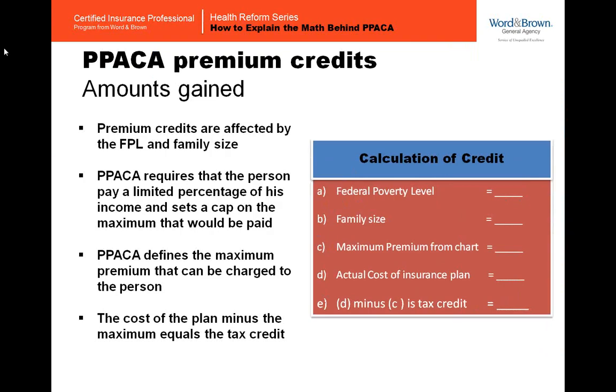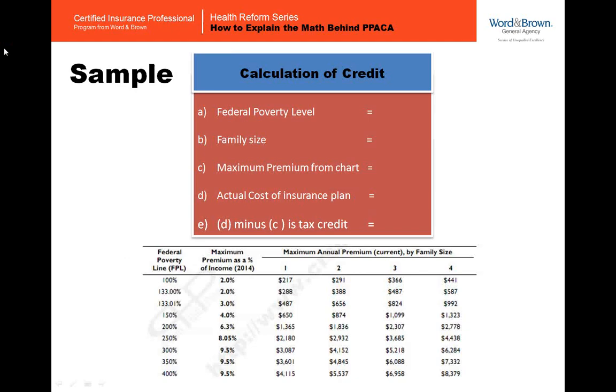So how do we go about calculating that? Because as you can see from the chart that just popped up, we're going to need to know the federal poverty level, family size, the maximum premium allowed, and the actual cost of the insurance plan. So let's take a look. At the bottom is the maximum annual premium, if something is unaffordable or doesn't meet the essential benefits, and the guy goes to the exchange and buys it, or he doesn't have coverage at all.